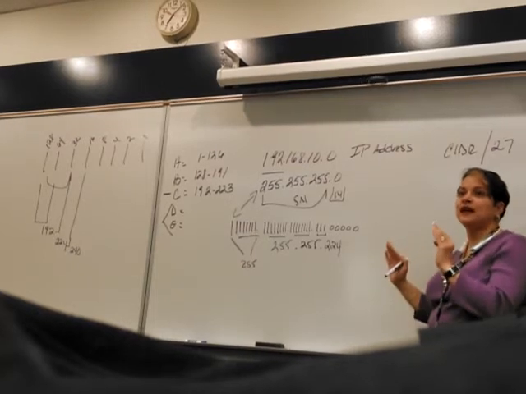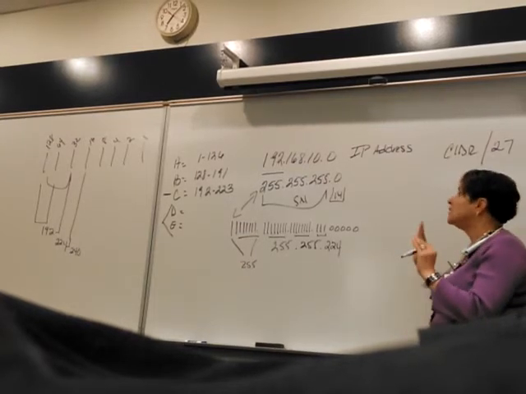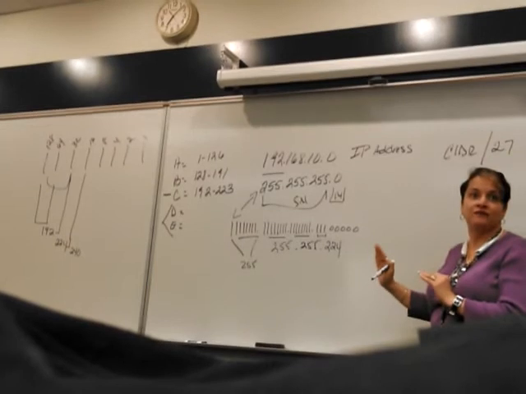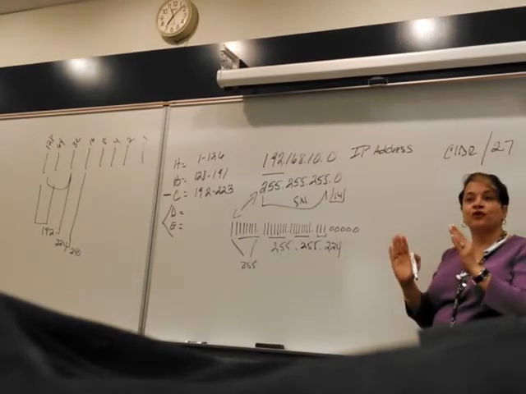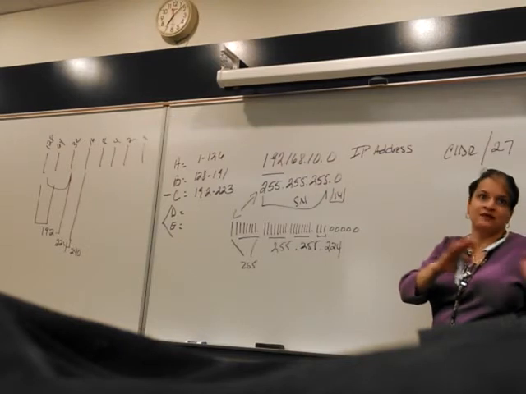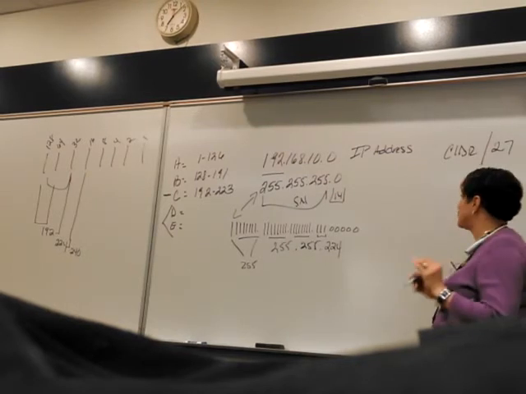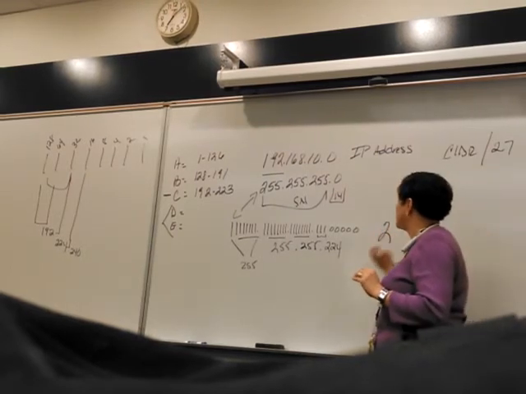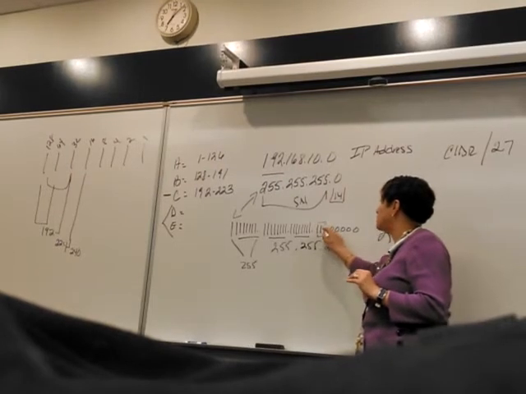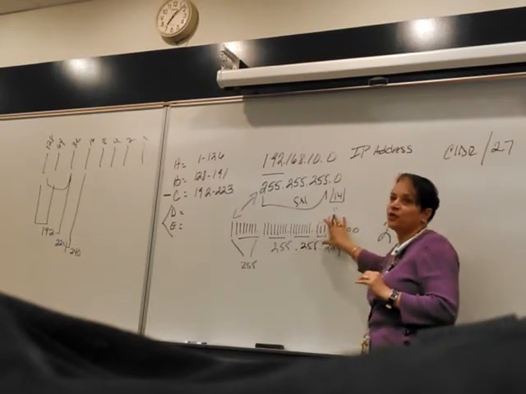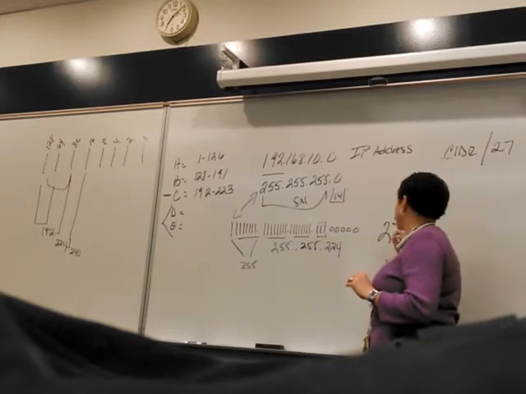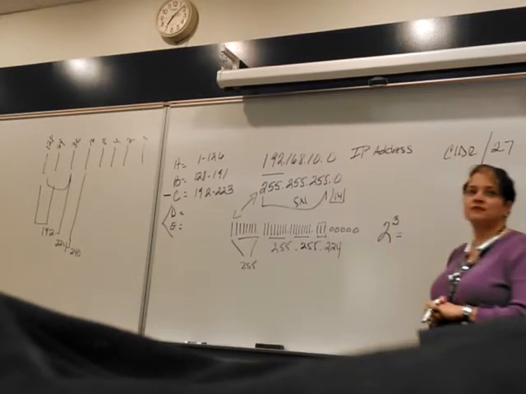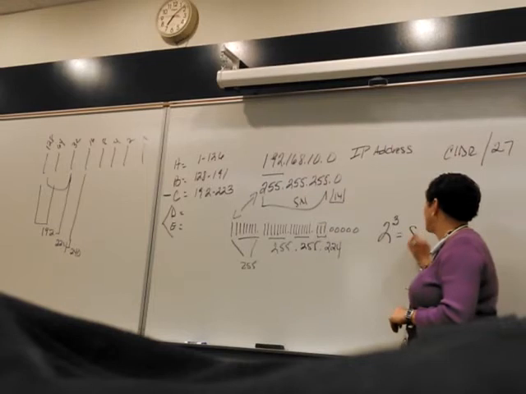So the question is, how many servers can I bring up now, or how many networks can I create? One server is equivalent to one network. So it's going to be 2 to the number of bits that are on in the last octet, which is considered the working octet. So it's going to be 2 to the 3rd. What's the math for 2 to the 3rd? 8.